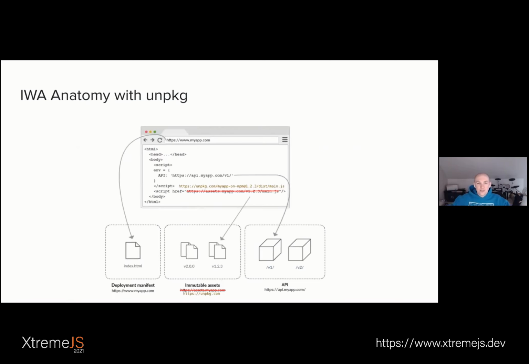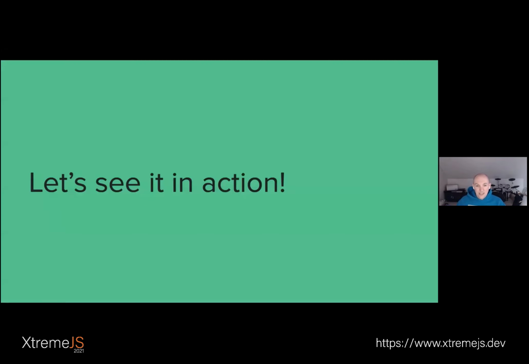So what does this look like for our anatomy of an IWA? Really, it's that central piece, the immutable assets that we're swapping out. You can see that in our diagram, unpackage is kind of taking the place of our own custom hosted solution, and using unpackage solves the immutable asset portion of the question. So let's take a minute and let's see this in action.